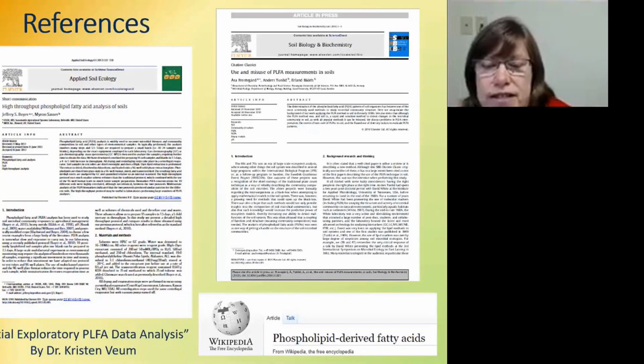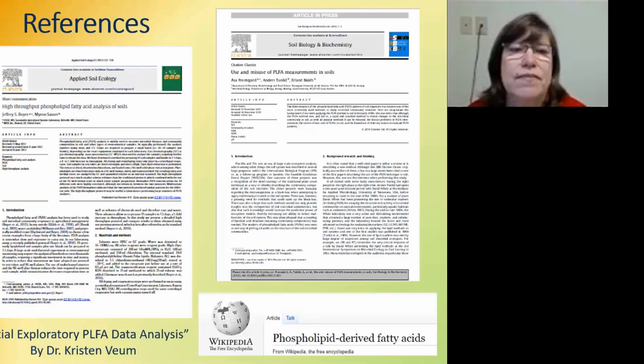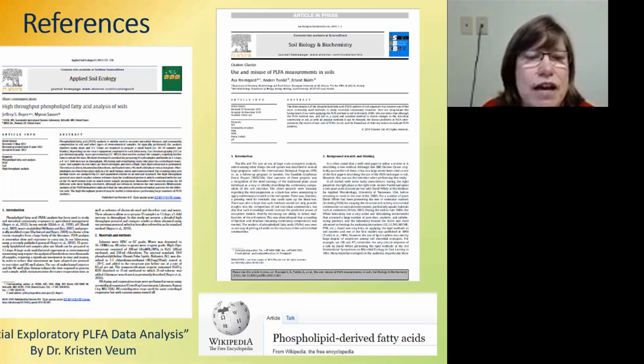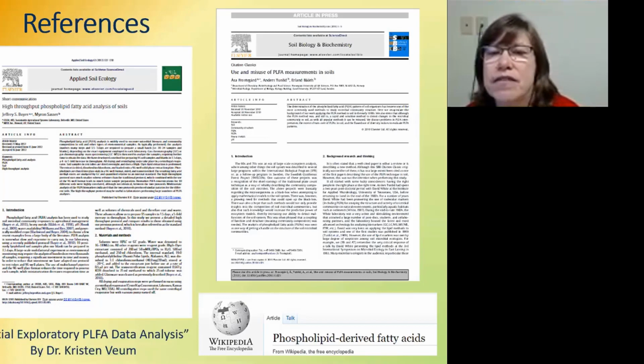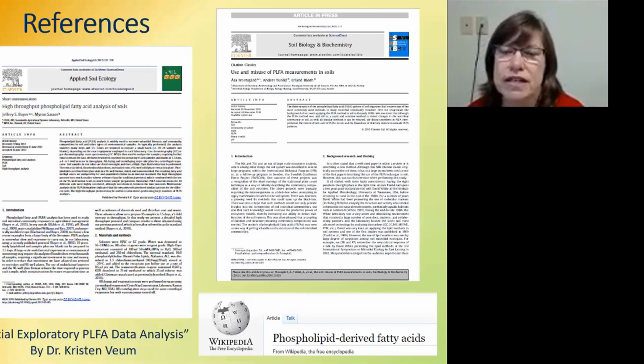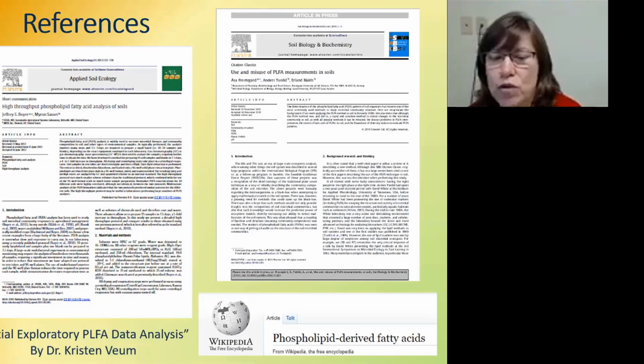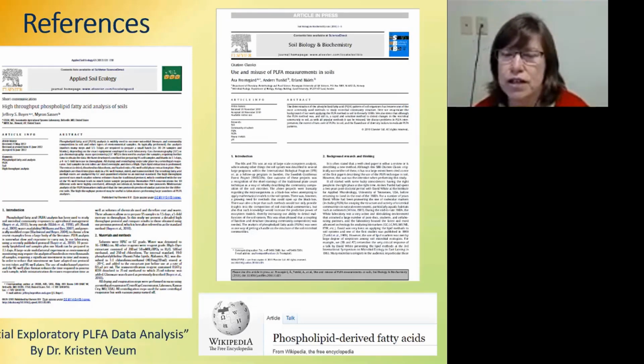There are some references that are helpful. This is on the left. We have high throughput phospholipid fatty acid analysis. This is the extraction method that we used. We went to Jeffrey Byer's lab and he showed us how to do it. Then there's another useful article, The Use and Misuse of PLFA Measurements. It gives you the pros and cons of using different measurements, what are the most reliable, which ones you should take with a grain of salt.